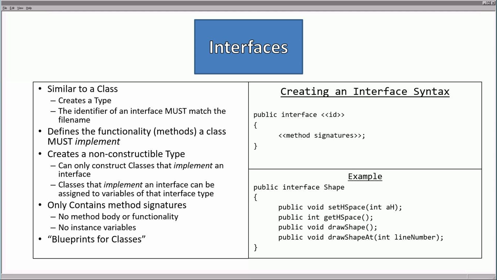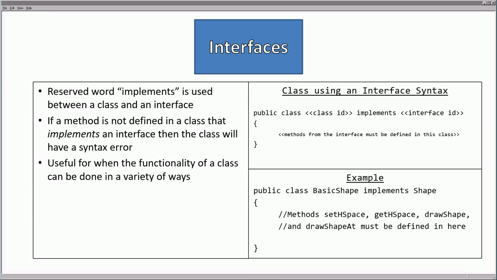In order to create our own interface, what we do is very similar to a class. Inside a file, you have public, but instead of class, it's interface, then the ID of the interface. Then inside the body of the interface, you have only the method signatures. As you can see, we have an example right here. And notice, for each one of these methods, there is no method body or any type of functional code.